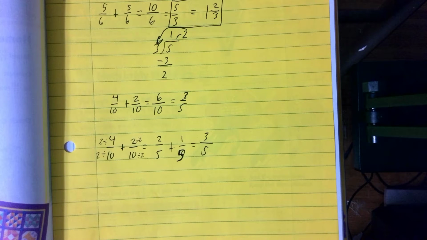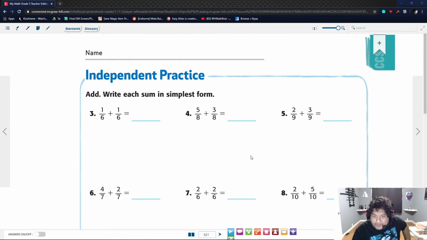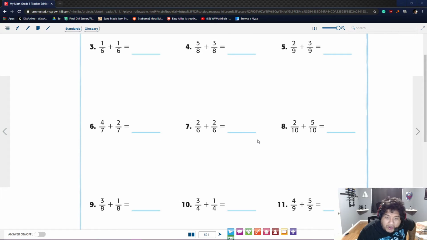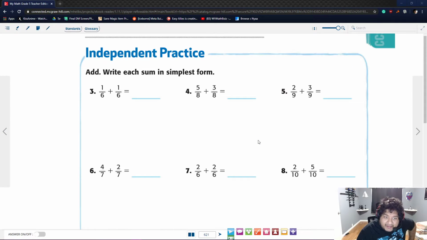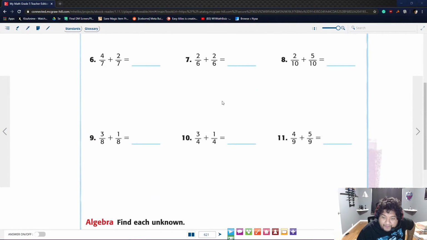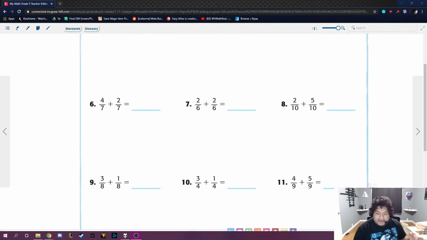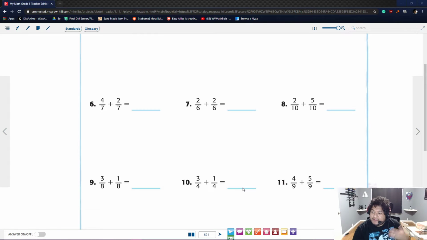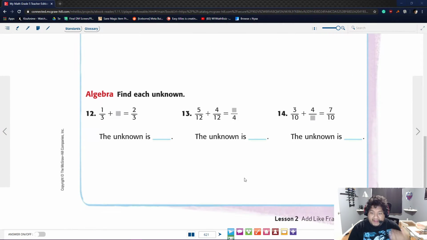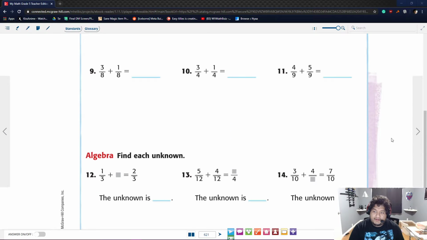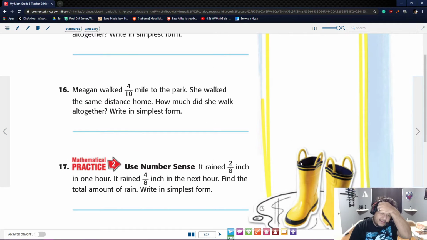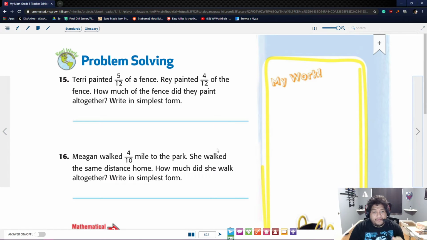Okay, so looking at y'all's work, it just seems like the only thing you guys will struggle with here is writing it in simplest form. I'm just gonna need y'all to reduce. Being able to look at the numerator and denominator and decide whether or not you can reduce, that's gonna be a skill on its own. So be careful with that. And I think that's gonna be it from me.